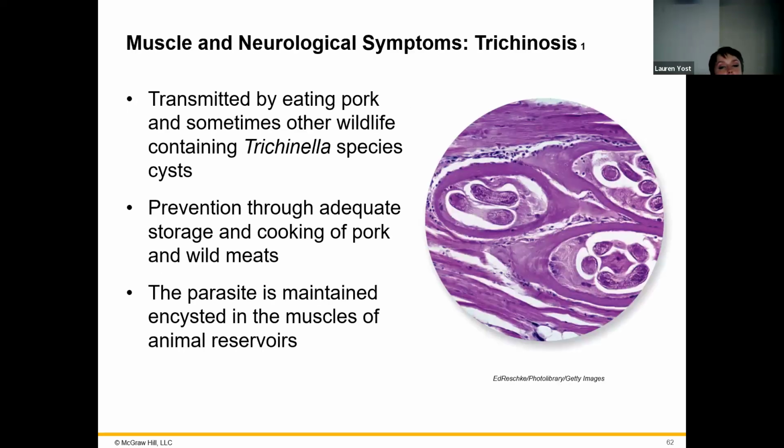Next is trichinosis. This causes muscle and neurological symptoms. What happens is that these worms will move into your muscle tissue and also create physical anatomical cysts there. So this is the issue when we talk about cooking your pork, is that you can have these worms in the muscle tissue of the pig. And so you're supposed to cook your pork thoroughly.